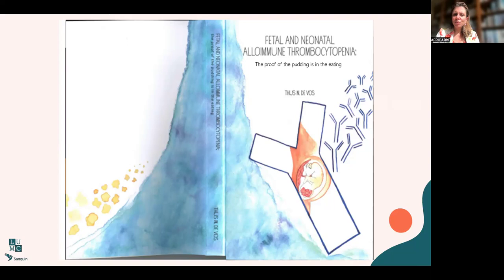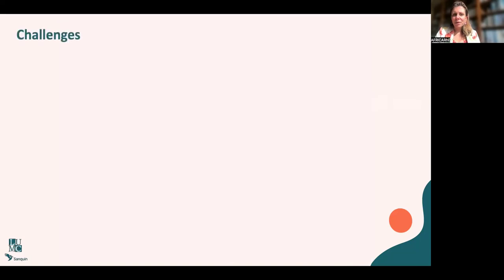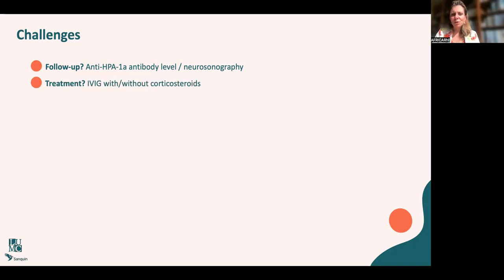This is a real new patient population, and we have to learn together in collaboration what the best policy is for patients that are screened on FNAIT. Just some challenges if you screen. So how do we do the follow-up? Will we follow the HPA-1a antibody levels? How often do we do neurosonography? When do we treat? We can't treat everybody.